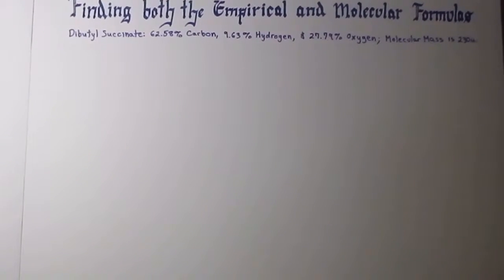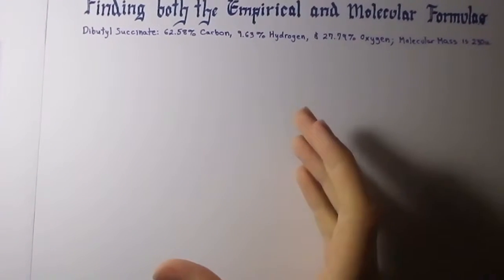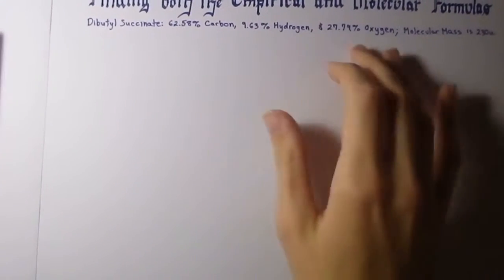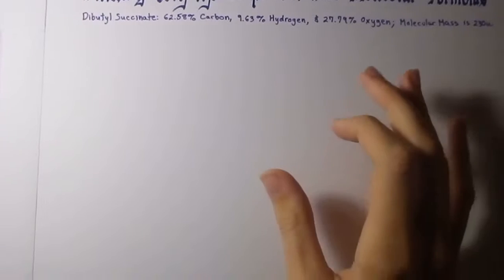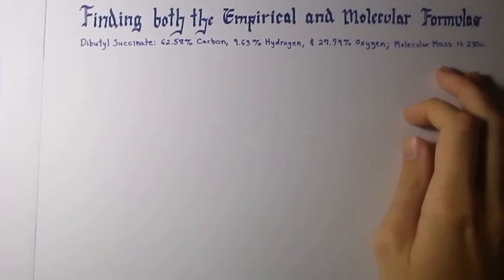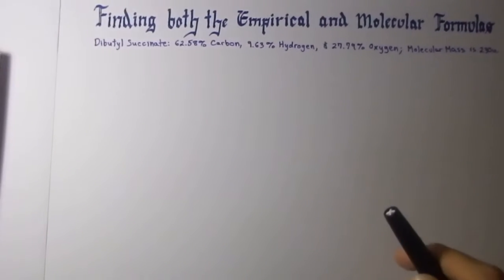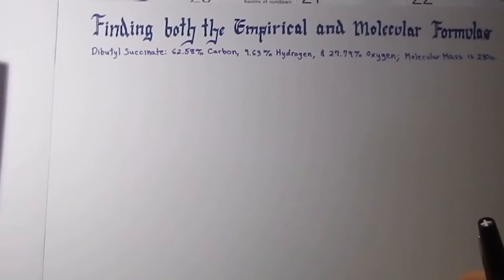I want us to visualize this first. We have a molecule called dibutylsuccinate. We know the percent composition. We know there are 3 atoms, carbon, hydrogen, and oxygen, and we know its molecular mass. So section A, we need to find the empirical formula, and section B, we need to find the molecular formula.